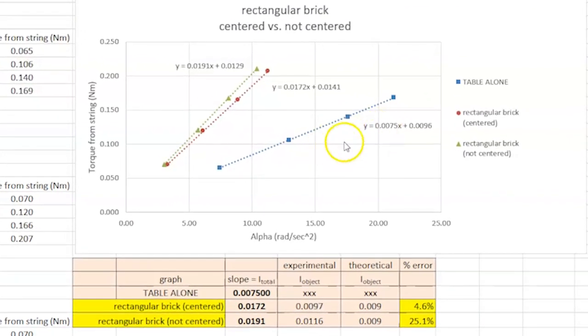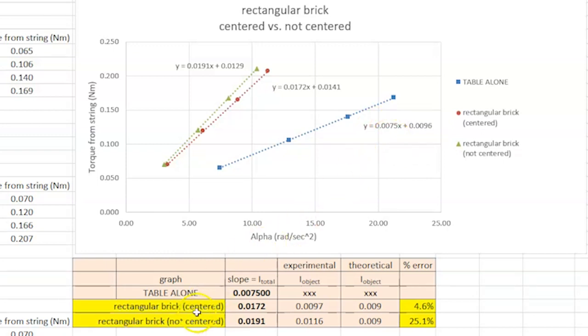Note this brick experiment was done later than all my other experiments, and so it was on a different turntable. So you'll see my value for the inertia of the turntable is different than before. And that's just because I used a different turntable. So this turntable's inertia is 0.0075 all by itself.